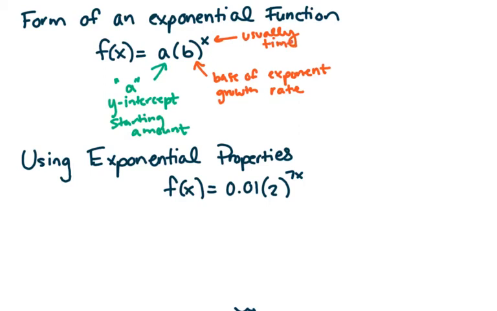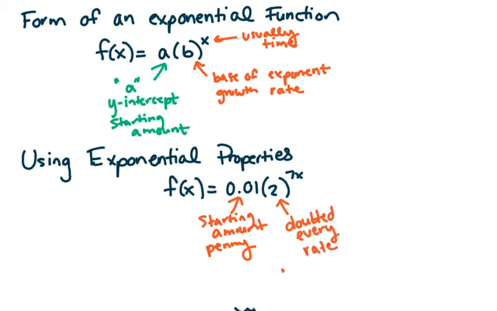And so using exponential properties, in our example from before with the penny, the way that we would fill in our exponential model is our starting amount would be the penny that we're starting with. And it's also your y-intercept. So our starting amount was our penny. And then we were doubling it every single day. So our growth rate was 2 because we were multiplying by 2 every single day.